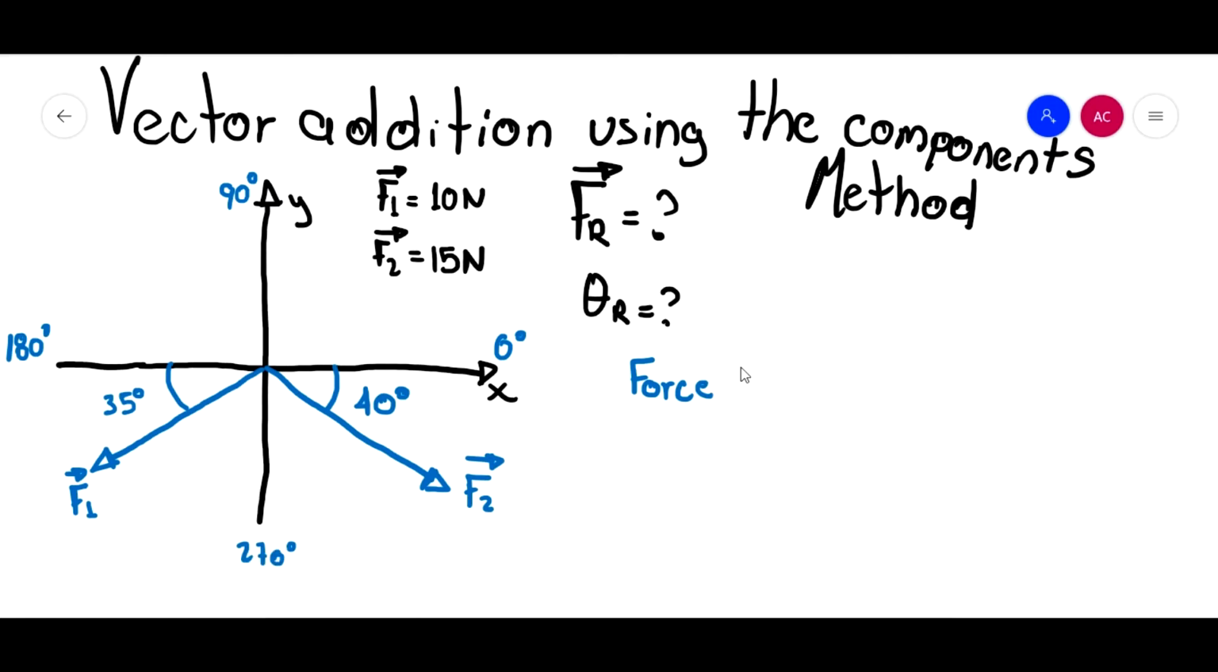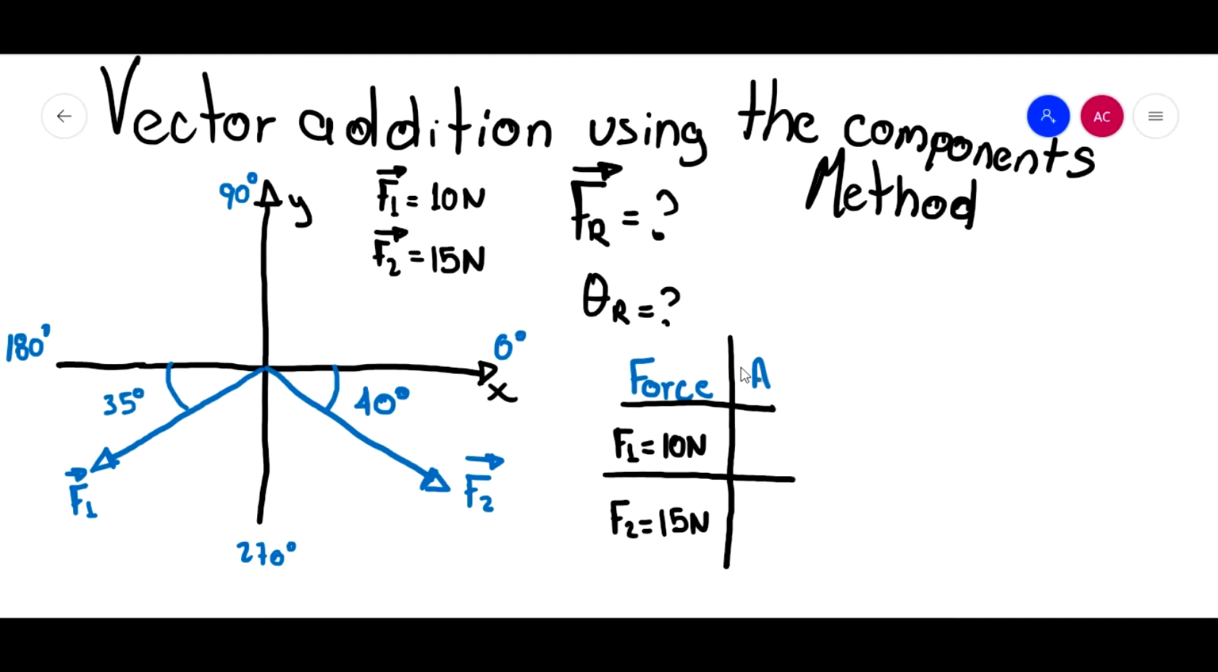Okay, so remember that I'm going to fill this chart with the information. Force number 1, the magnitude, is 10 newtons, and force number 2 equals 50 newtons. Then the angle, but remember that I need the total angle. So the total angle of force 1 and the total angle of force 2.